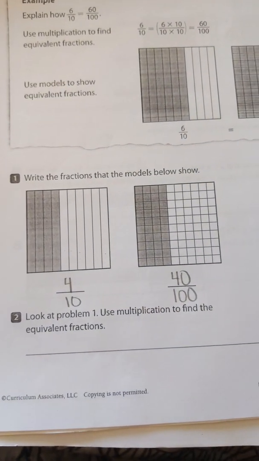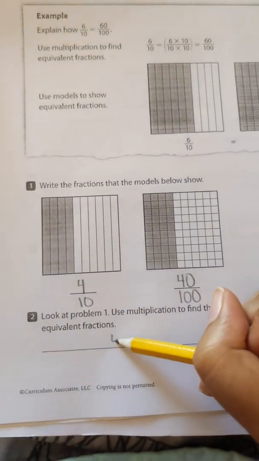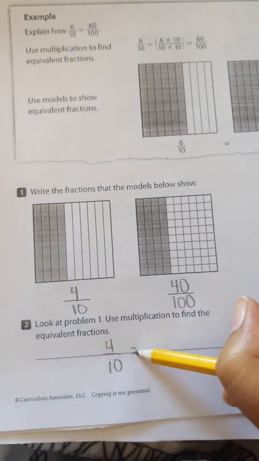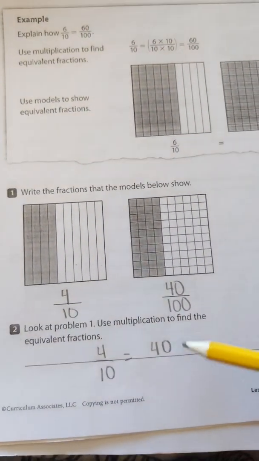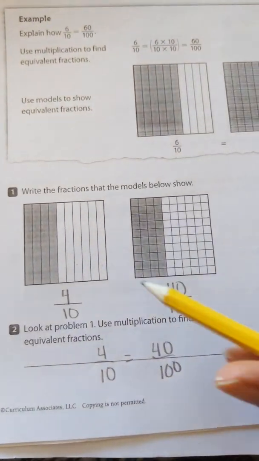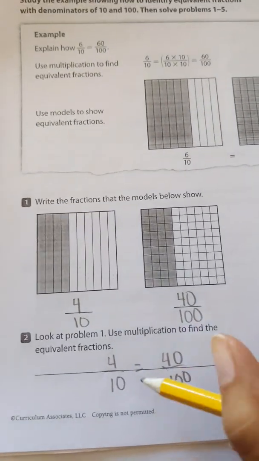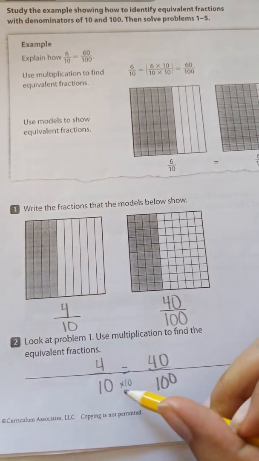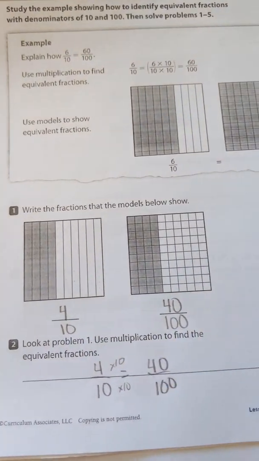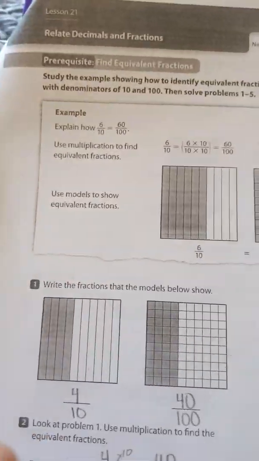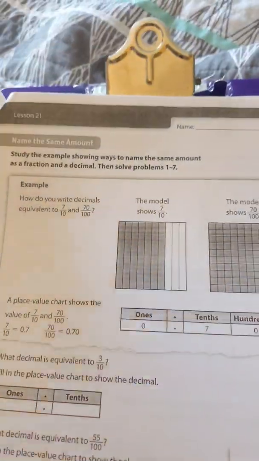Use multiplication to find the equivalent fractions. So 4/10 is equal to 40 100ths, because how do I get from 10 to 100? Multiply by 10. Whatever I do to the bottom, I have to do to the top. Okay. All right, let's go on to the next page.